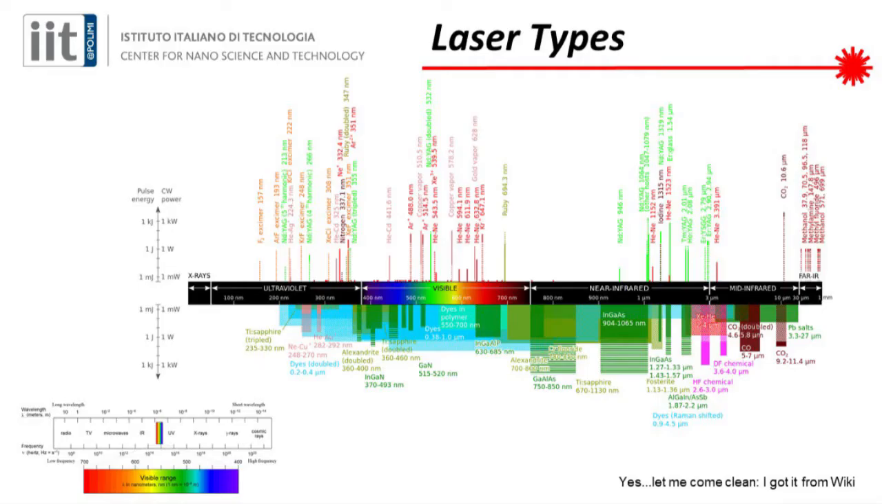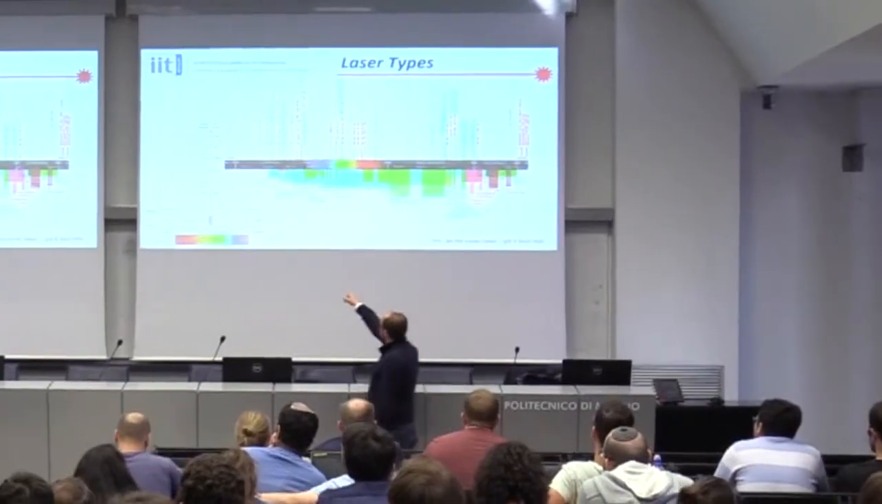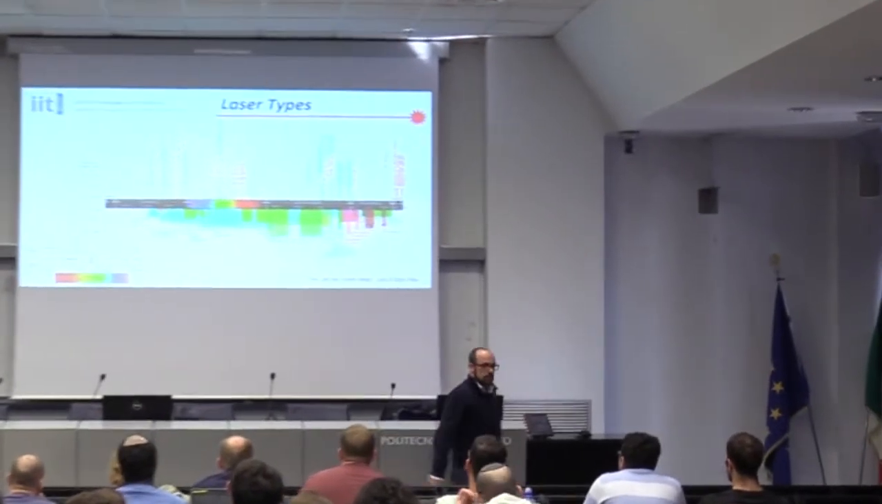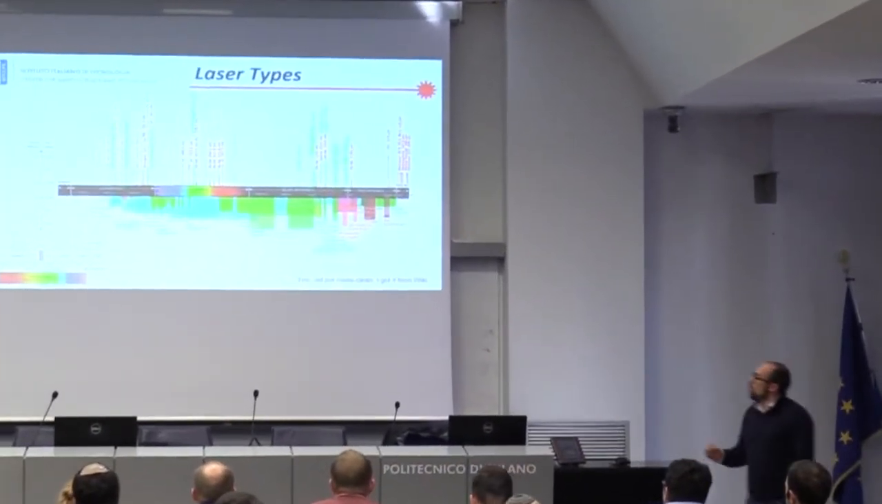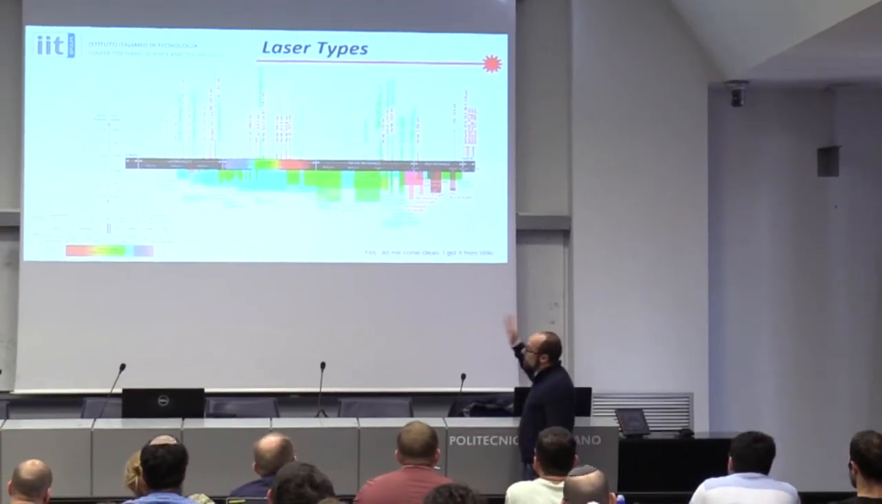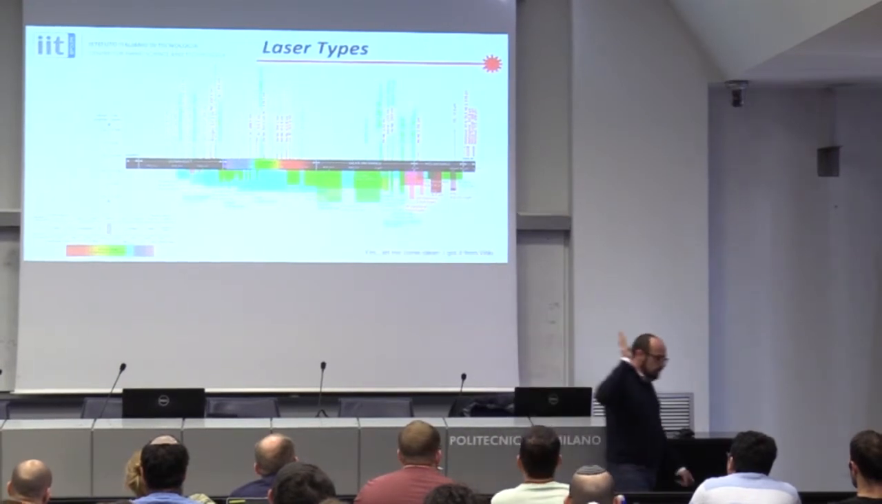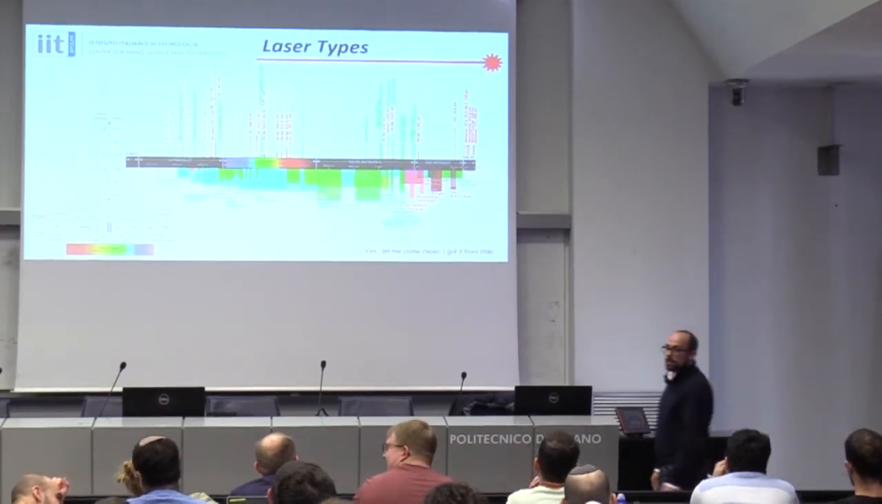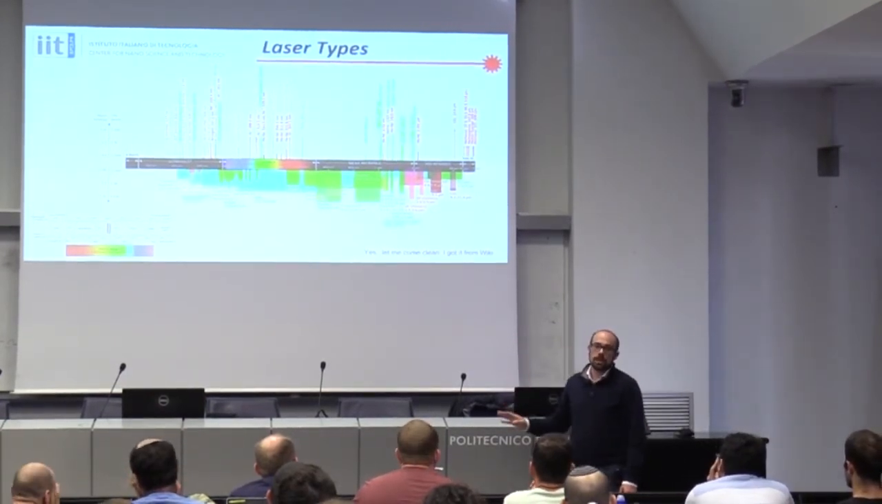So, this is a picture that I stole from Wikipedia, but it's pretty cool. It's quite a comprehensive list of lasers, and you see that it covers wavelengths from about 100 nanometers to 1 millimeter. This is what the law defines as optical radiation. Whatever is longer than 1 millimeter is considered electromagnetic field, and what is shorter than 100 nanometers is considered ionizing radiation.